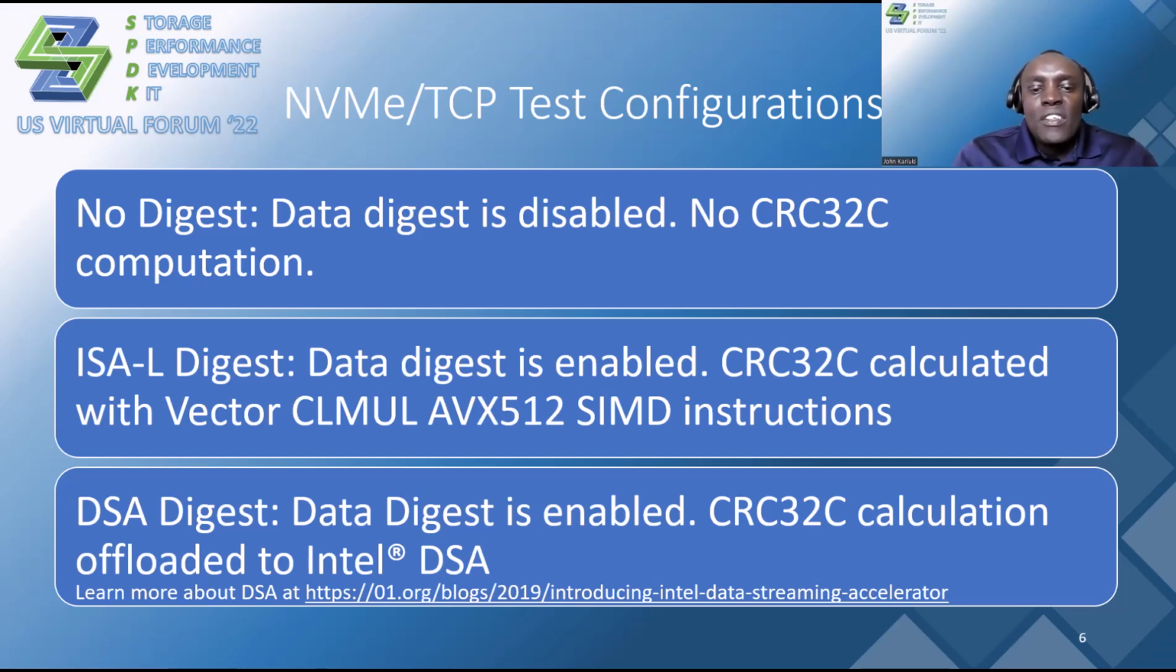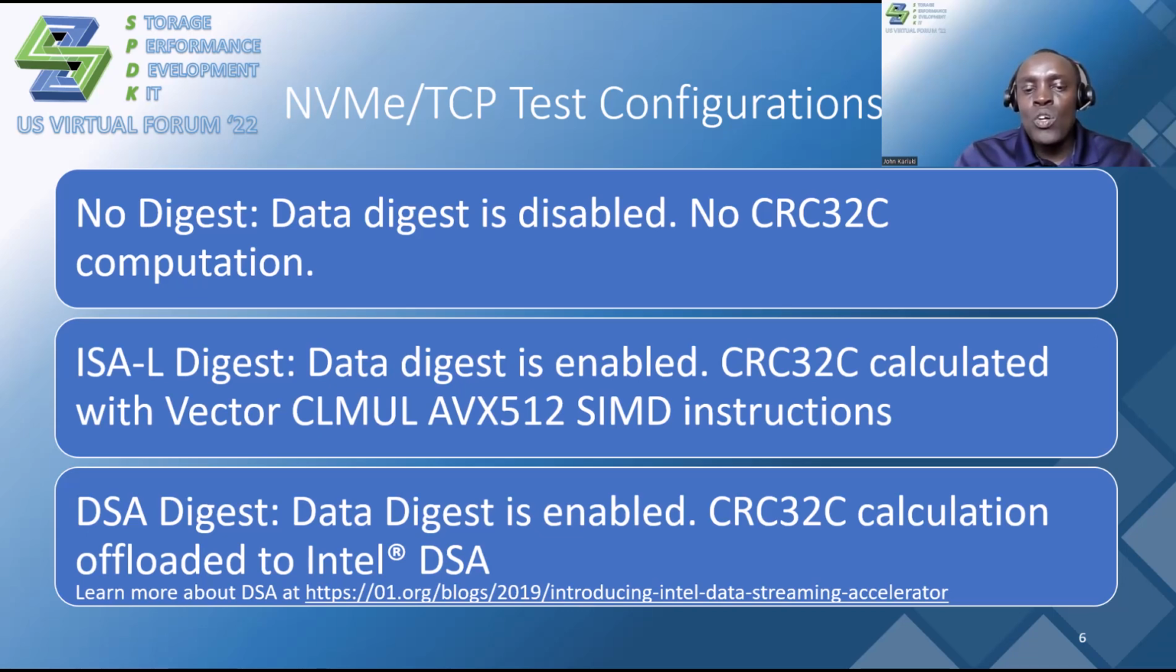In the second configuration, we enabled that data digest computation and used ISA-L for that CRC32C computation. So ISA-L is the Intelligent Storage Acceleration Library. And what ISA-L does is it provides an optimized implementation of the CRC32C algorithm that uses the vector carryless multiplication instructions that are part of the AVX512 instructions in Intel CPUs. Using ISA-L, what that really does is it enables the target to just work, right? So in environments that don't have Intel DSA, the target application can still provide data protection using ISA-L.